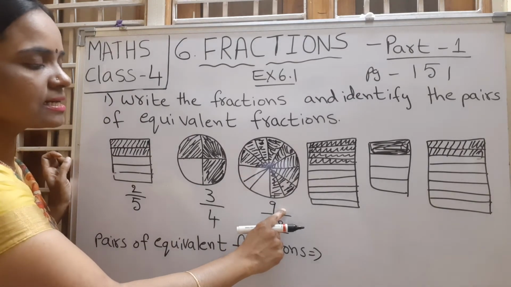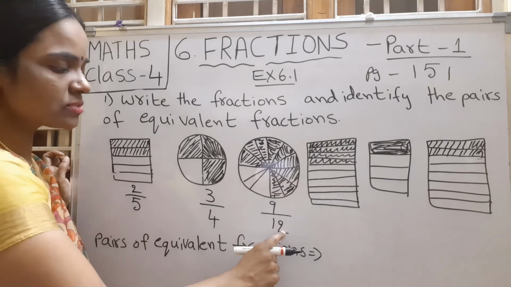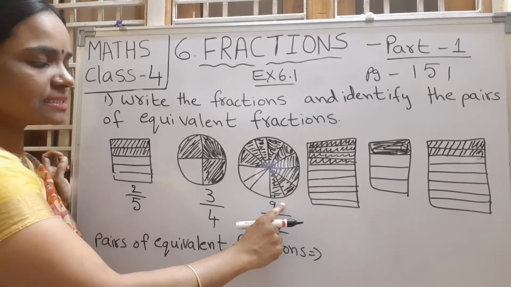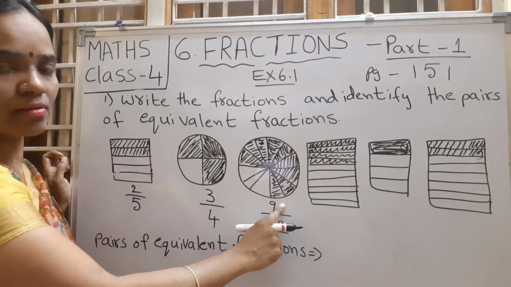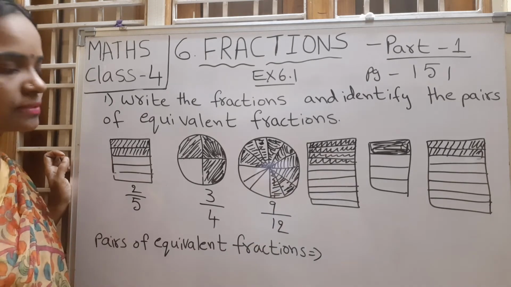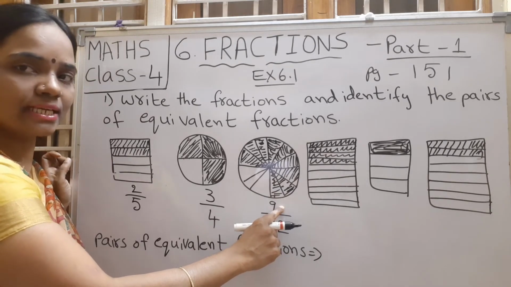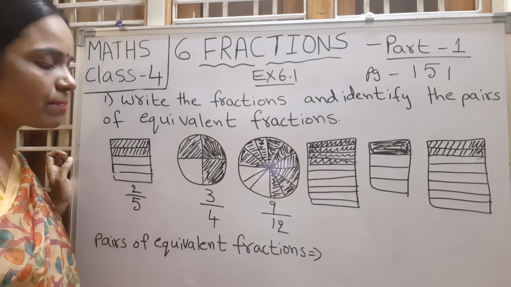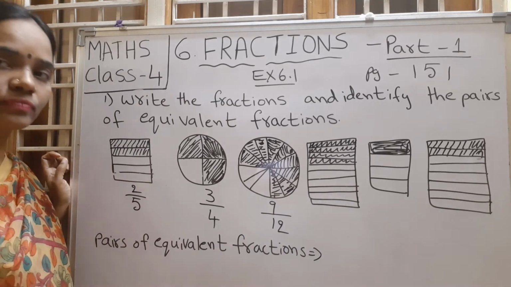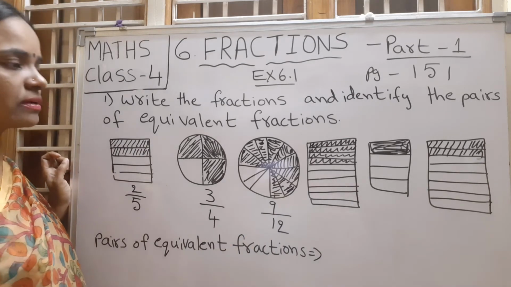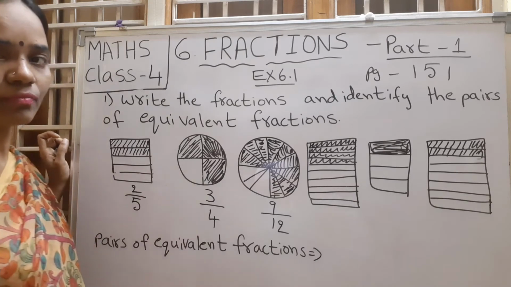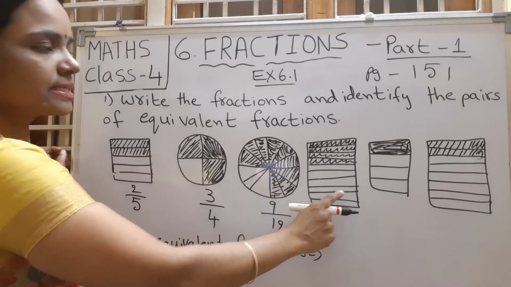What is meant by 9 is the numerator, 12 is the denominator? Means number of shaded equal parts, total number of equal parts. 9, the numerator, tells us the number of shaded equal parts and the denominator tells us the total number of equal parts. Yes. Next coming to the next picture.